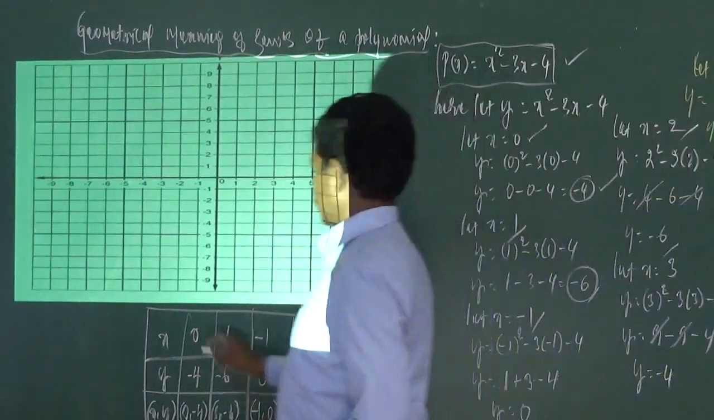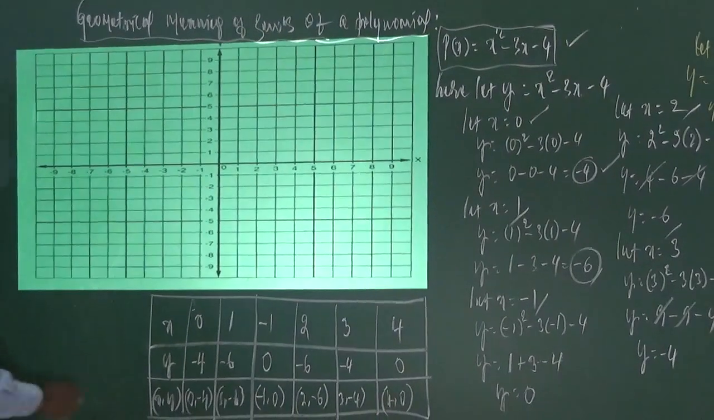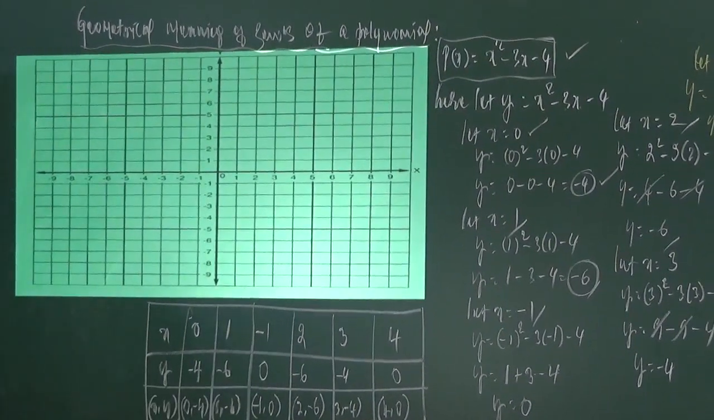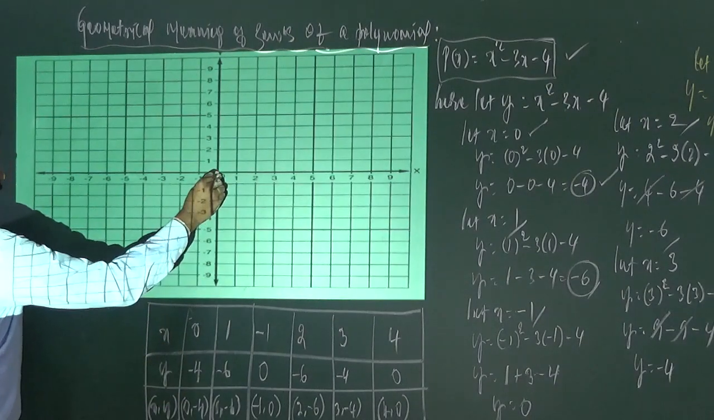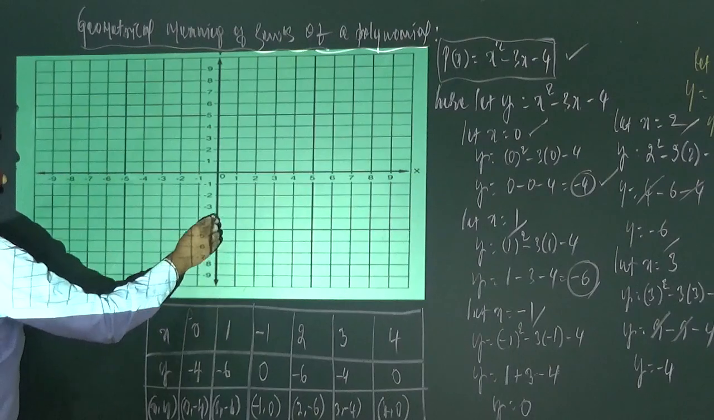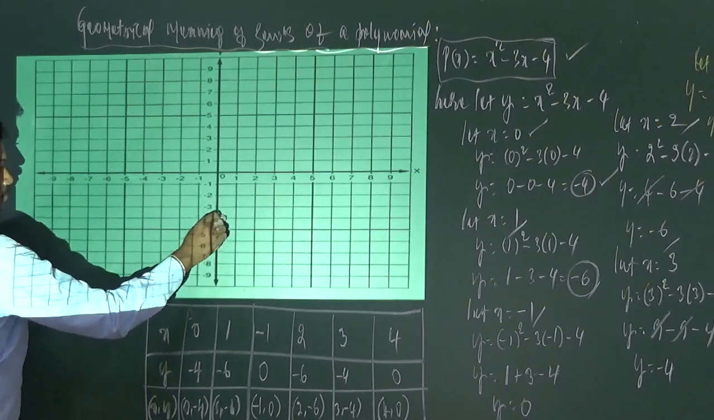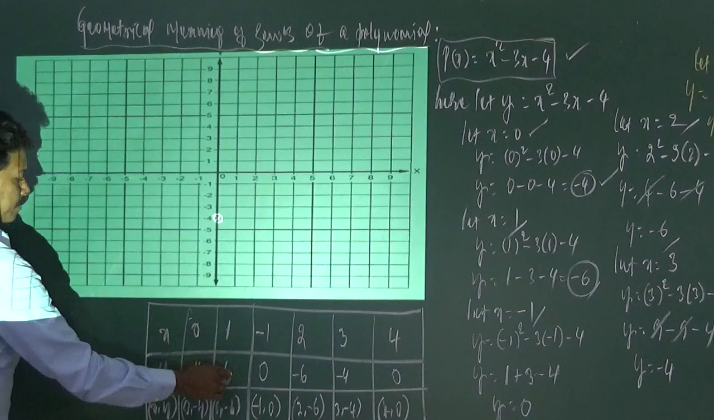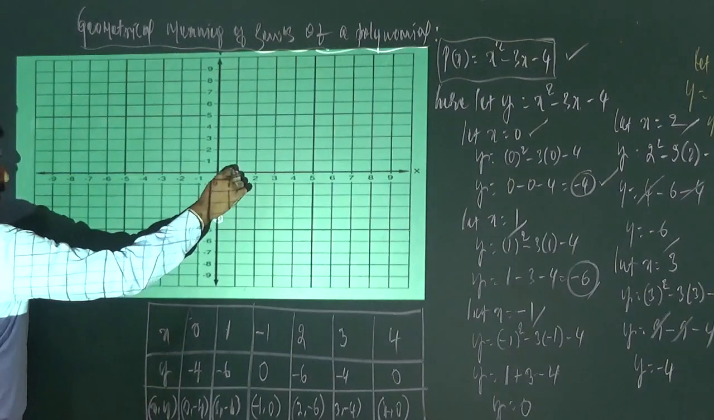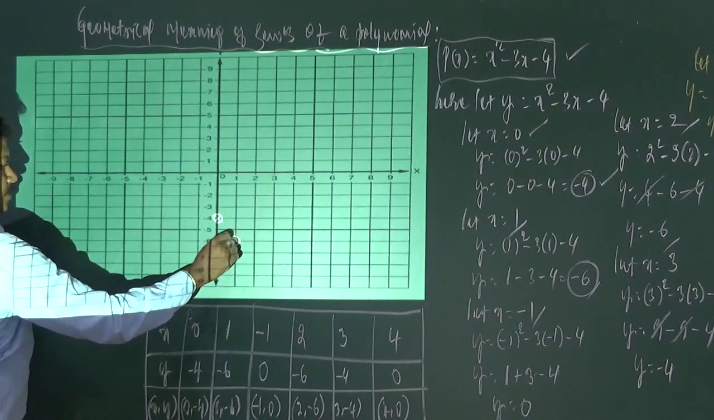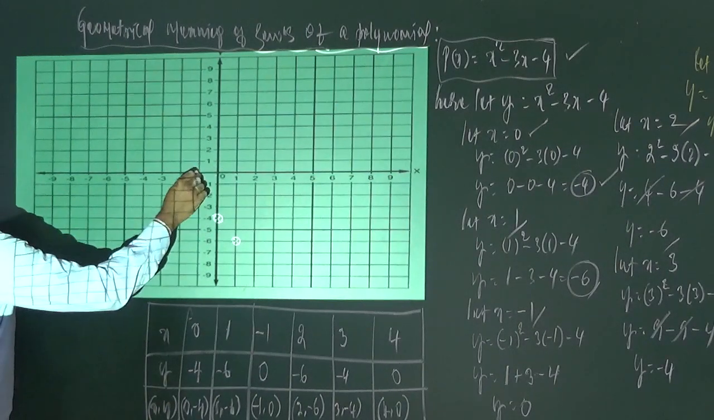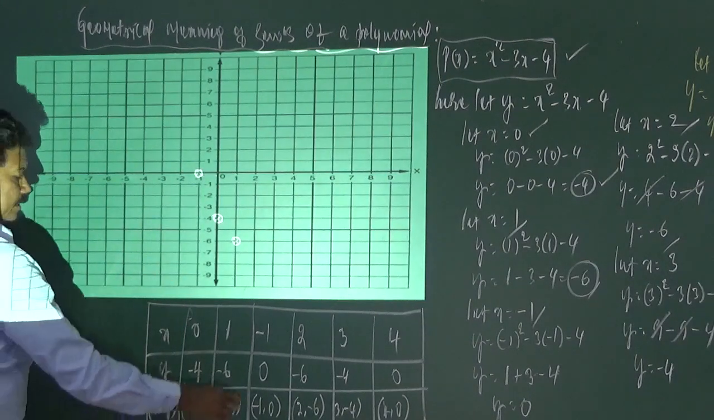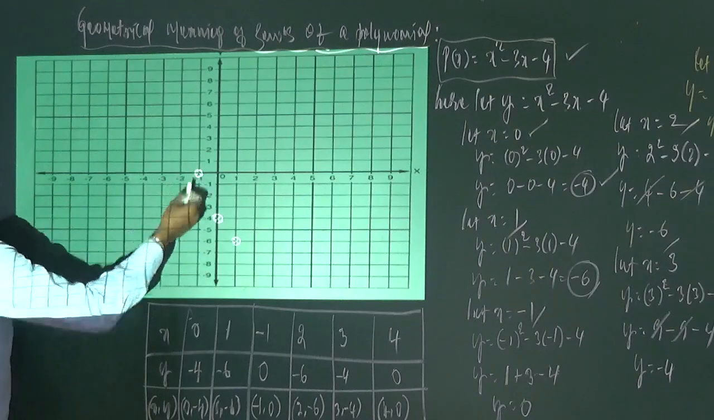Okay, let us go with the table here. So it is 0 comma minus 4. So 0 on x-axis and minus 4 on y-axis. So it's somewhere here. Okay. Then 1 comma minus 6, 1 on x-axis, minus 6 on y-axis, somewhere here. So then minus 1 comma 0. So minus 1 on x-axis, 0 on y-axis. So the point stays on the x-axis there. As y coordinate is 0, the point lies on x-axis.